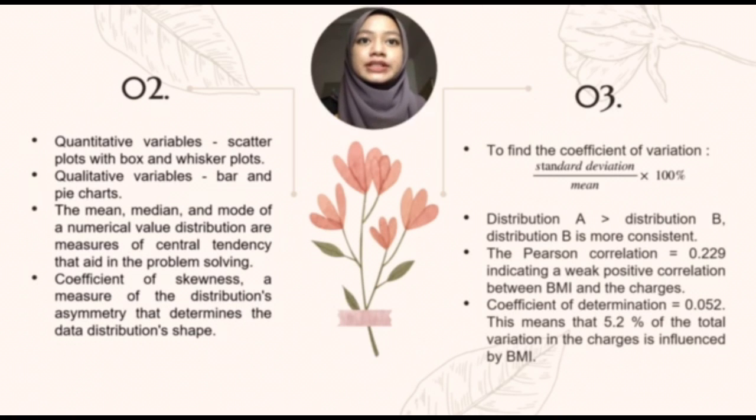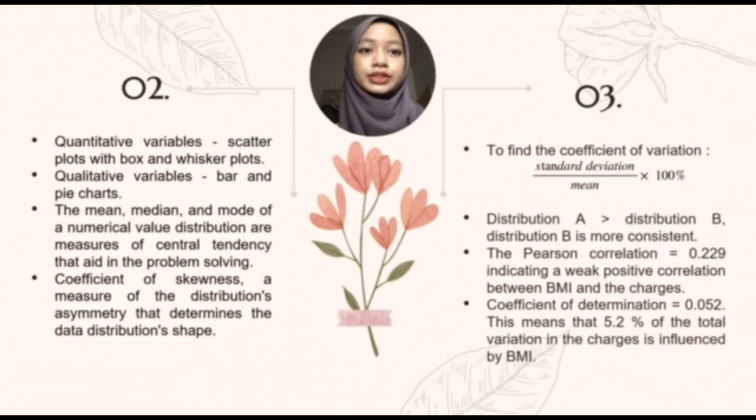For Chapter 2, descriptive statistics reasonably reduce a large amount of information from the survey of insurance expenses of society into a brief overview. It involves scatter plot, including box and whisker plot, for quantitative variables, while for qualitative variables, we use bar and pie charts. This also includes the coefficient of skewness, which is a measure of the distribution's asymmetry, which determines the shape of the data distribution. Next, in Chapter 3, varieties of ways or methods were used to gain and interpret data values.